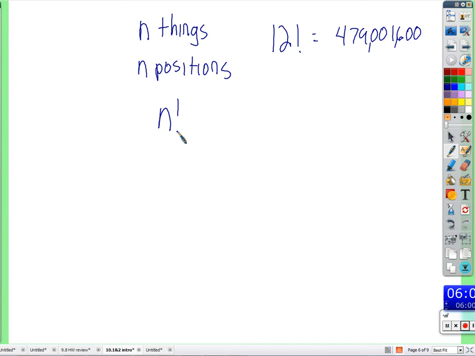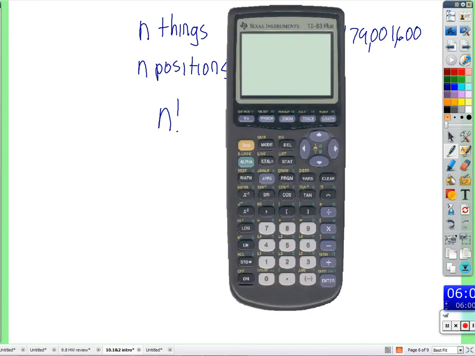But first I want to help you not take forever when you're calculating these things. What if instead of 12 people in this class, you had a full class? That'd be 30 people. How would you find out how many ways there are to order 30 people? 30 factorial, 30 times 29 times 28. That's going to take a long time to write down and put in our calculator, right? That's why calculators know about factorial, and this is how you find factorial in your calculator.